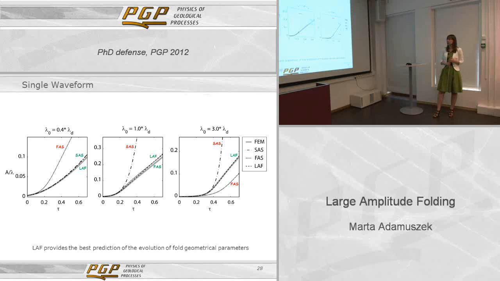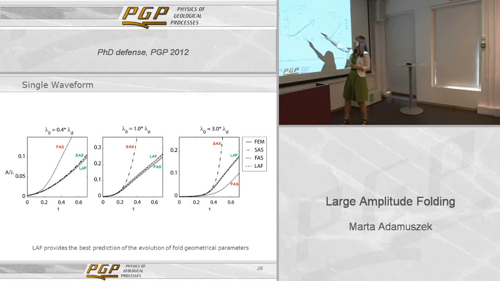And here I show the evolution of amplitude as a function of dimensionless time. And I show this for three different waveforms: the waveform that is smaller than the dominant one, equal to the dominant one, and larger than the dominant one. And I put the names of the different models next to the lines that they represent.